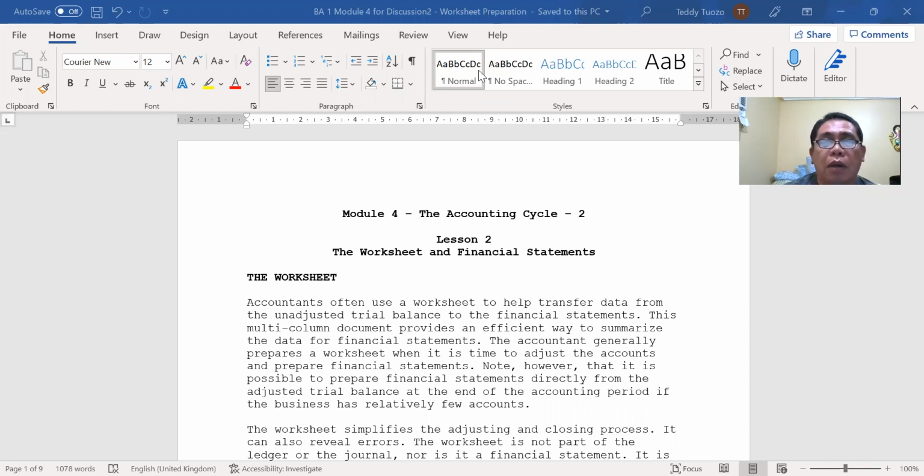But of course, the trial balance is also needed. The last topic that we had in Module 3.